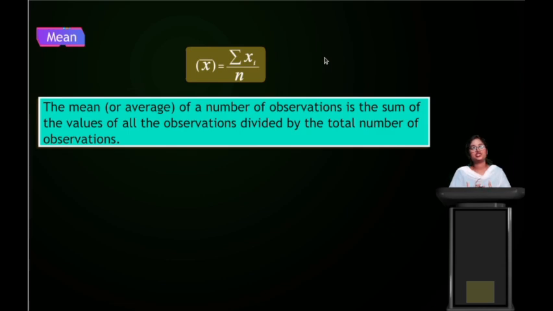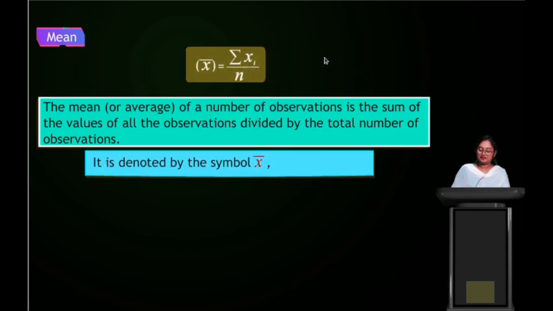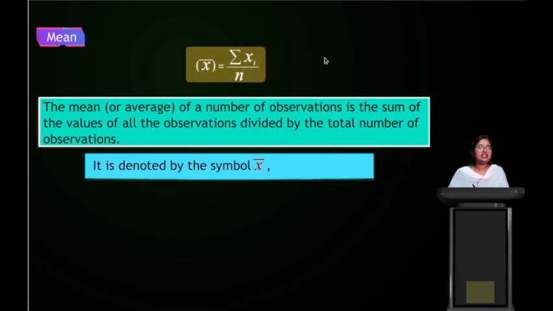the sum of the values of all the observations divided by the total number of observations. This is known as mean. Yes. It is generally denoted by x bar and read as x bar.